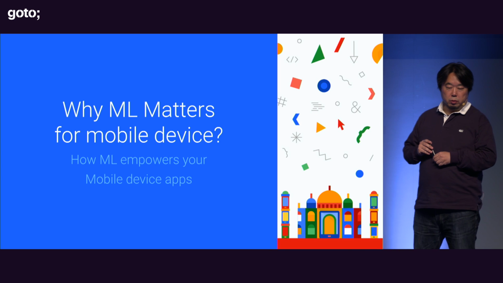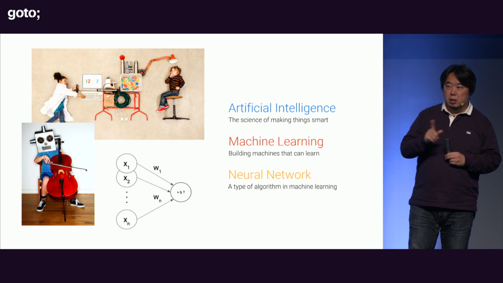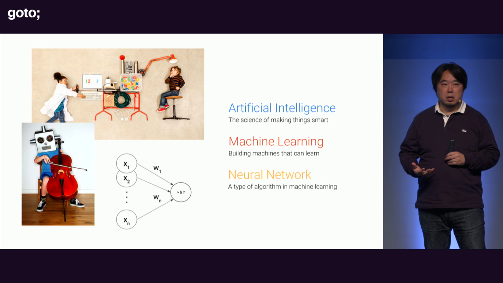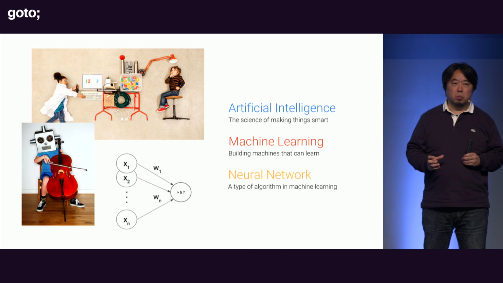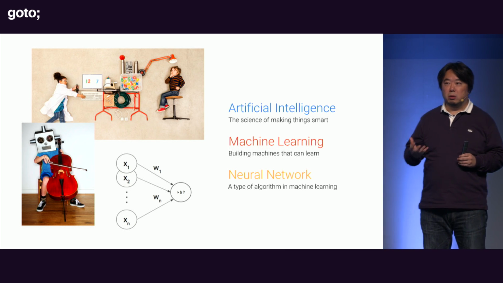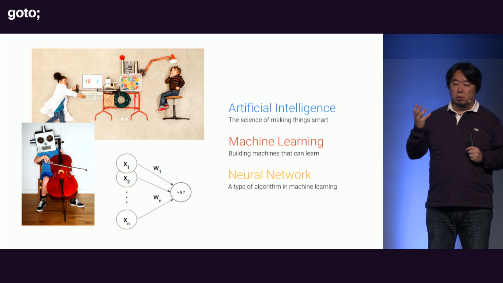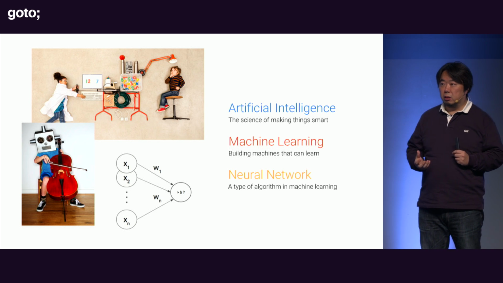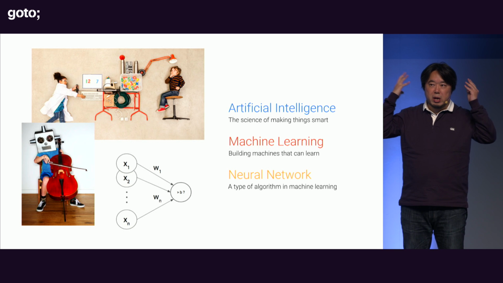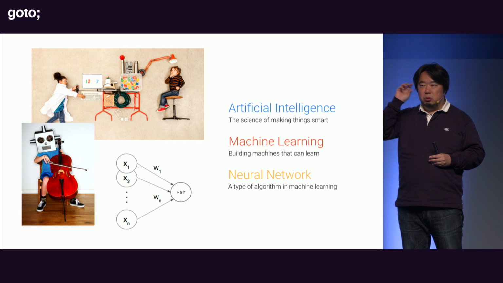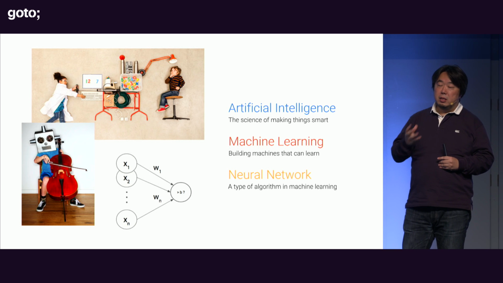So why does machine learning matter for mobile developers or embedded systems developers? This is the usual slide I use to introduce the meaning of AI, ML, or neural network. There's no scientific definition of what AI is. So many vendors or people are talking about different interpretations of AI. But Google thinks it's the science of making things smart. We're trying to make IT systems much better. Rather than simulating the human brain by emulating neurons, which is called strong AI, and Google is not looking for that. We are looking for so-called weak AI that could make IT a little bit smarter.